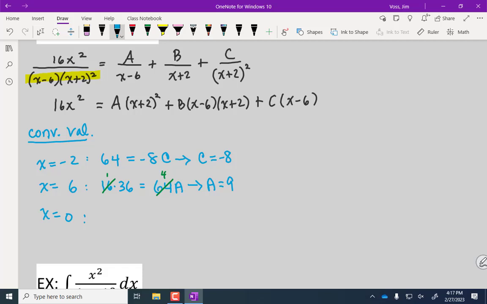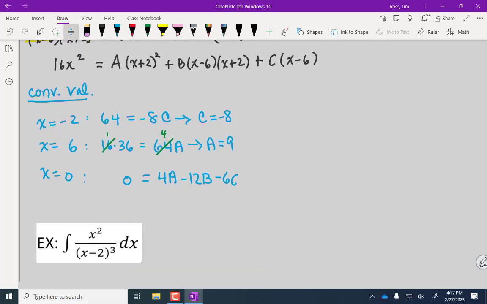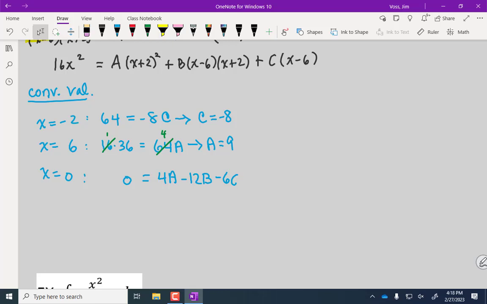Let's plug in 0. 0 on the left gives 0. 0 on the right, that's going to be 4a. 0 here looks like negative 12b. Plug in 0 there, we get negative 6c. So what do you think we do now? Factor out a 2. We'll divide out a 2. That's a totally good thing to do. So if we divide out 2, that just simplifies this equation. And then what? Do we take our A and C that we just found and plug in?